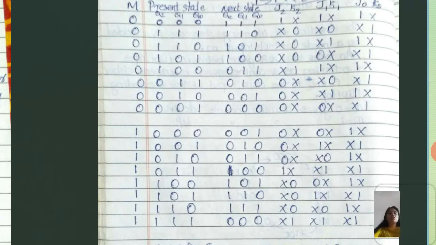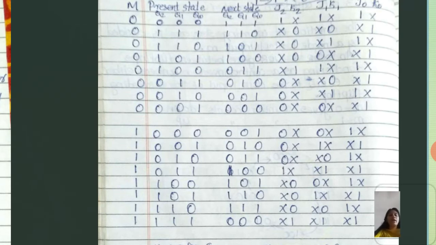Considering the next section of m equal to 1, you start with 000 and move on to 001. Now you are in 001, so the present state is 001, moving to 010 as the next state. Now the present state is 010, and from there you move to 011. Likewise, the state diagram continues until you reach the present state 111 and next state 000.